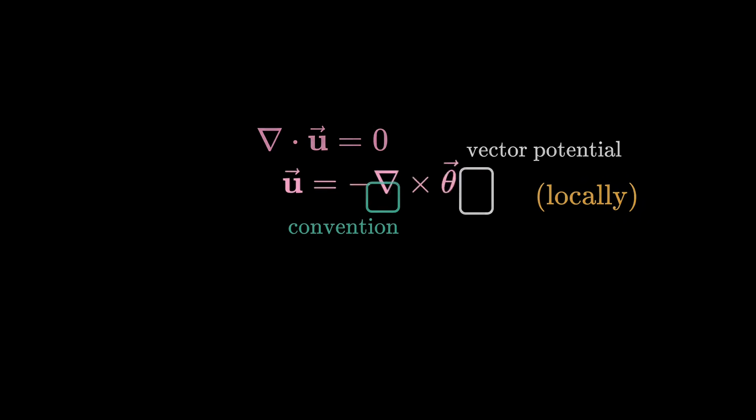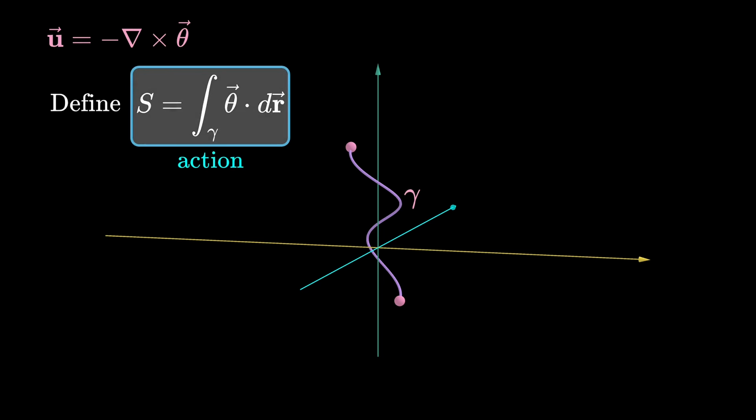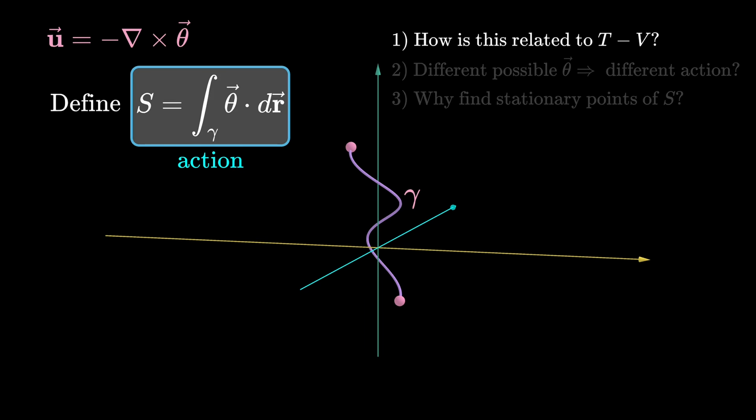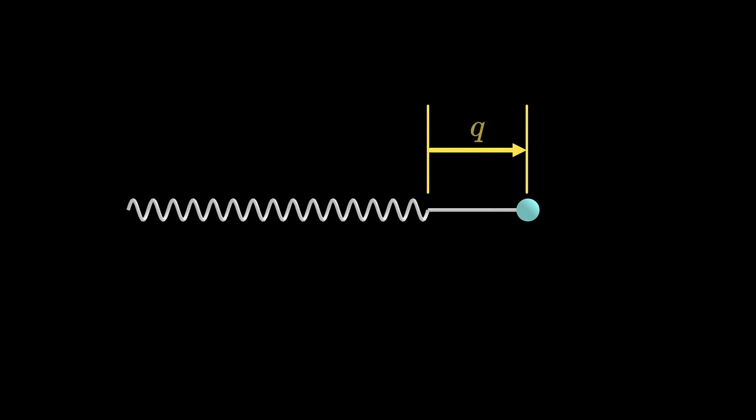With the vector potential, we can define something for any path gamma in the extended phase space. We define S to be the line integral of theta along this path gamma, and the integral is exactly the action. You might have three immediate questions when I say this, and we will answer them one by one in this video. The most urgent one for now is how this line integral has anything to do with kinetic minus potential energy. To answer that, let's go back to our old friend, the mass spring system.